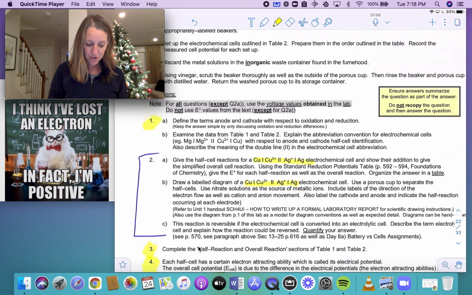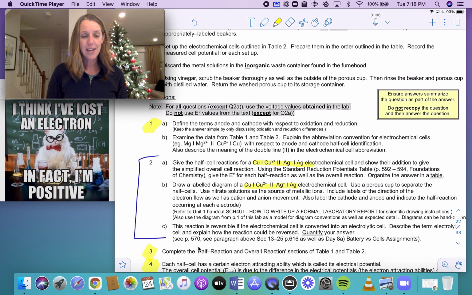All right, so for question number 1, I would simply take point form notes on this, and then if you want to gather all your information together for this lab, I've suggested you can submit me the whole couple of pages of this, or you can just submit question number 2, whatever you want to do, okay? But definitely you want to go through these questions. So question number 1, easy. Define the terms anode and cathode with respect to oxidation and reduction. Go.